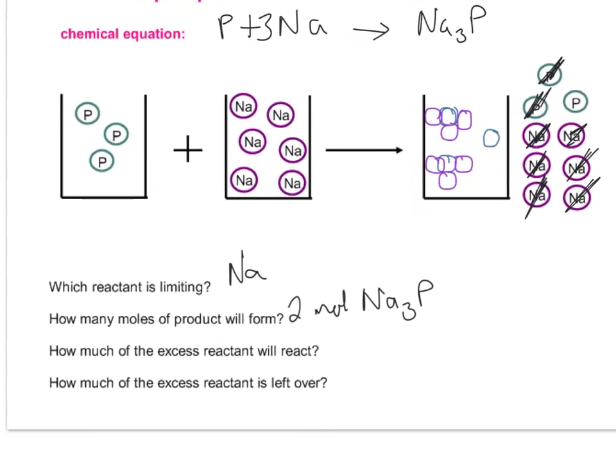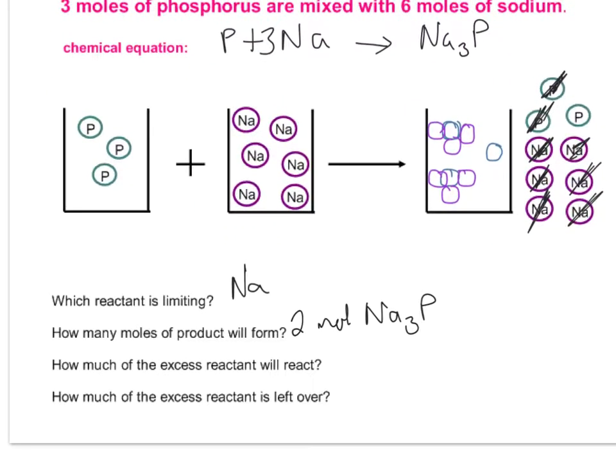Next it says how much of the excess reactant will react and how much of the excess reactant is left over. So first of all, if sodium is my limiting reactant, that means phosphorus is my excess reactant. So my excess reactant, which is the phosphorus, looks like we used up 2 moles of it. Those reacted. And then 1 is left over. So 2 moles of phosphorus reacted and 1 mole of phosphorus is left over.